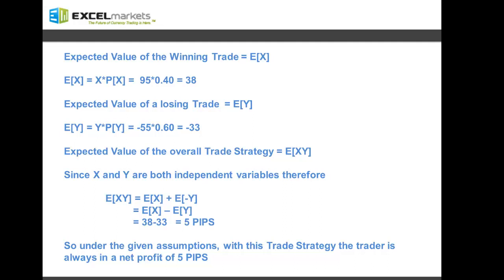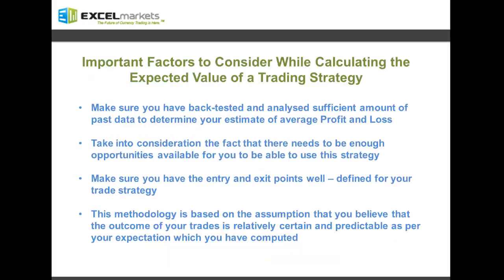Again, this is just a hypothetical example, and real analysis and real calculations would involve extensive backtesting to determine these expected values. Before concluding this video, there are a few important factors to consider while calculating the expected value of a trading system. Make sure you have backtested and analyzed a sufficient amount of past data to determine your estimate of the average profit and loss. Take into consideration the fact that there needs to be enough opportunities available for you to be able to use your trade strategy. Thirdly, make sure that you have the entry and exit points well defined for your trade strategy, as timing is a very important factor in trading.